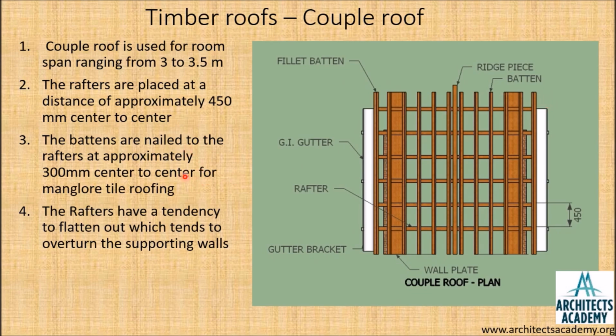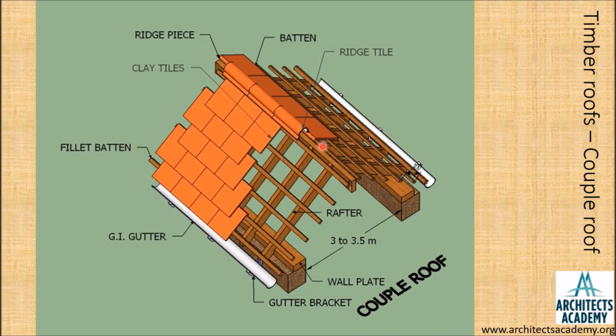Now let us try to see more details about the couple roof by looking at a three-dimensional sketch. In the three-dimensional sketch again, we will see all the components of the couple roof. At the top here, what you can see is the ridge piece. At the bottom, you can see the wall plates. The inclined members are the rafters.